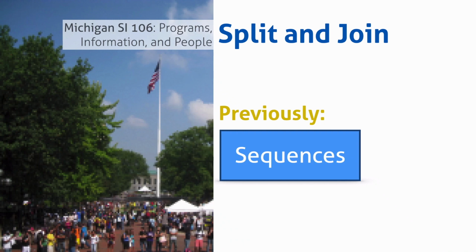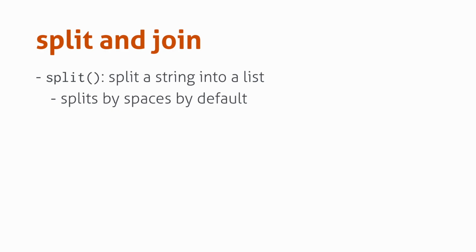Split and join are two useful functions that convert strings to lists and vice versa. Split splits a string into a list of smaller strings. The user can specify a delimiter to split by, or .split uses spaces by default.